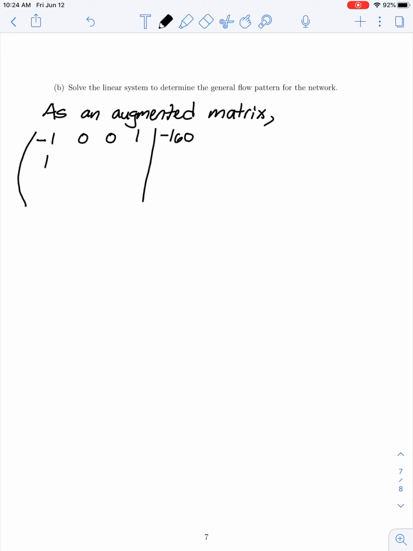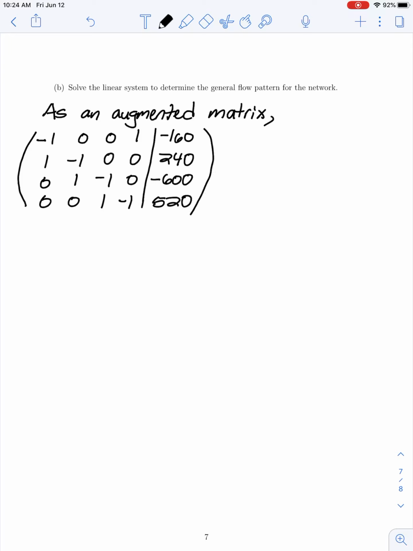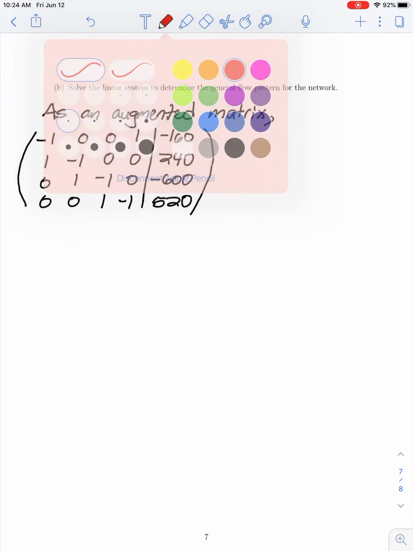Our second row would be 1, negative 1, 0, 0, 240. Our third row is 0, 1, negative 1, 0, negative 600. And our fourth row is 0, 0, 1, negative 1, 520. All right. So we want to row reduce this in order to solve. So a few ways we could proceed here.